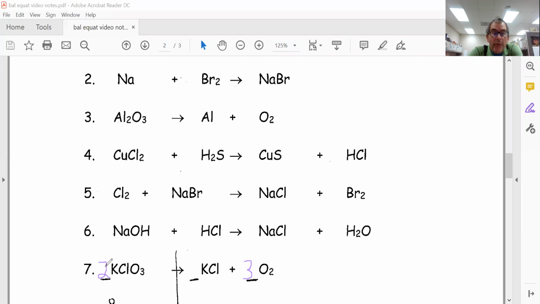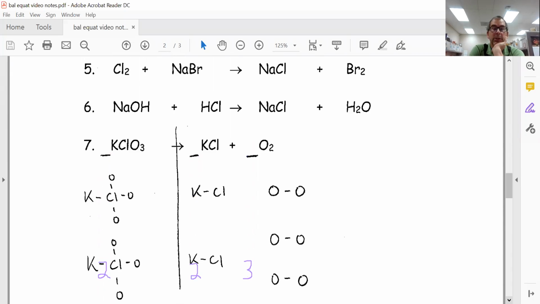If I put a 2 out in front, it means I have 2 Ks, so I better put a 2 here. It also means I have 2 Cls. Well, I have 2 Cls here, so that looks balanced. The 2 Ks balanced, the 2 Cls balanced. And 2 times 3 is 6 oxygens. 3 times 2 is 6 oxygens. Let's look at a picture of that. So again, I looked at what was different, corrected it by putting coefficients, and then I checked my answers.